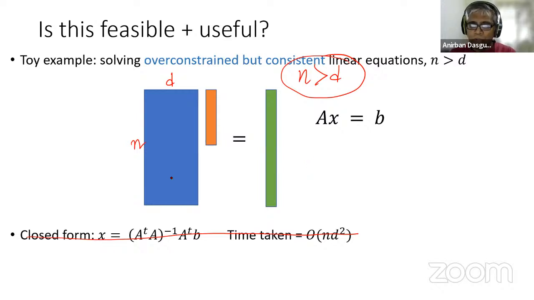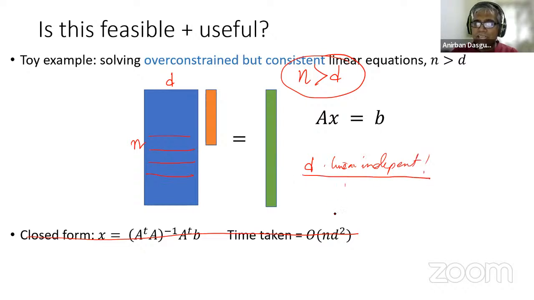But which d of them do I need? I only need d of them that are linearly independent. So if I could find these d linearly independent equations, I would have solved Ax equal to b using these d linearly independent equations only. However, how much time do I need to find these d linearly independent equations? And sadly, that time itself is quite significant. It's of the same order as the time required to solve the original equation.